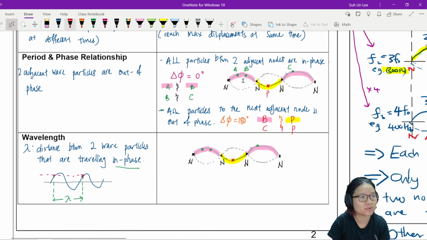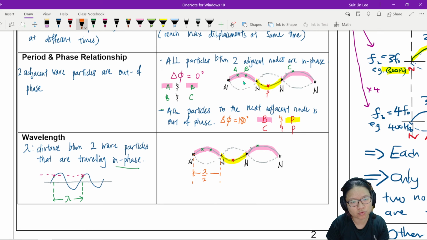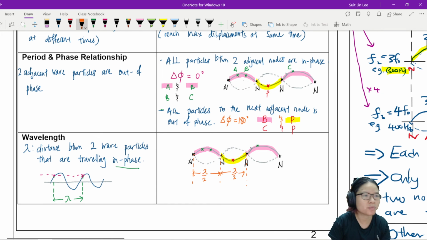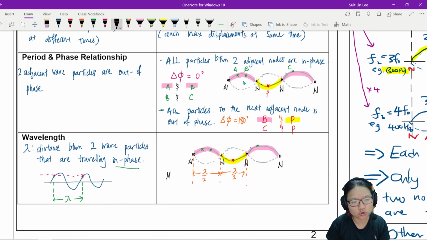Okay, so here to here, look at the shape, is lambda over 2. And here to here is another lambda over 2. So basically, if I measure from a node to the next node, NN is lambda over 2.